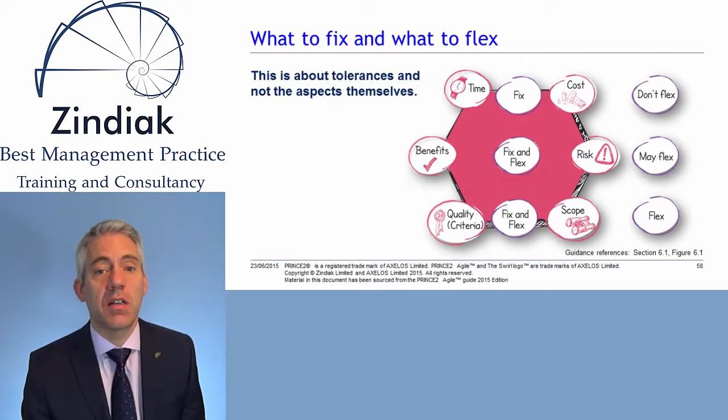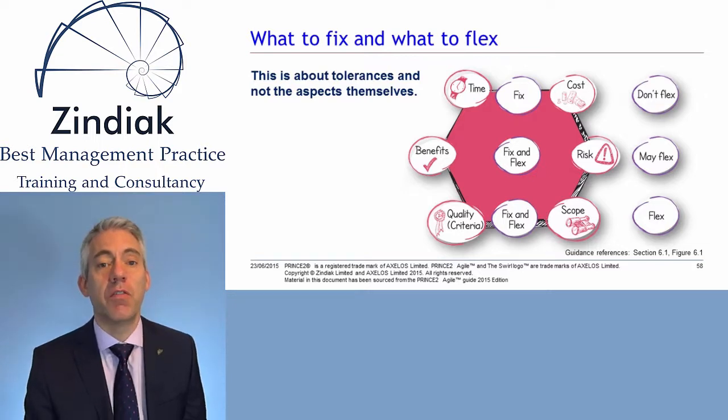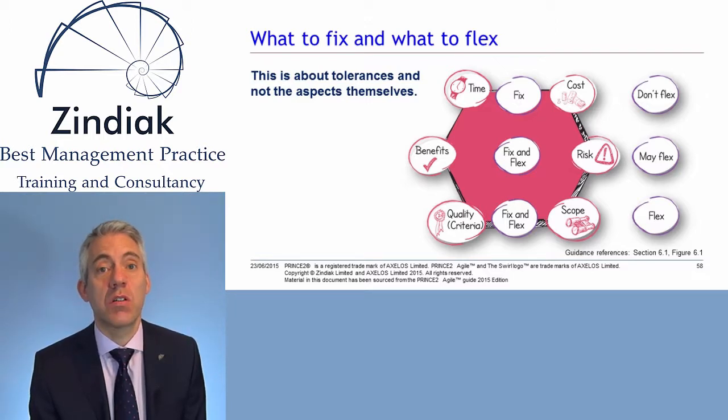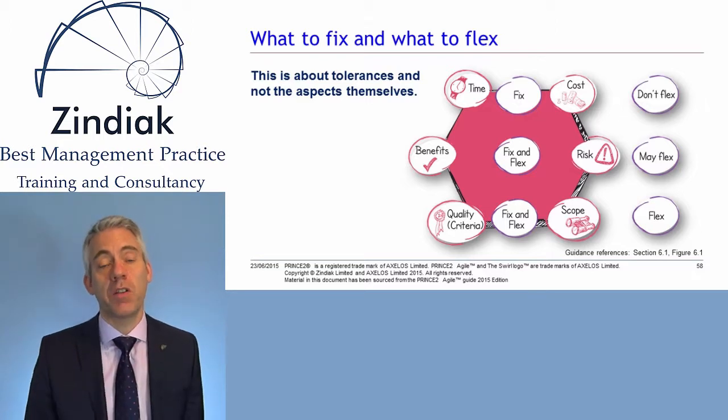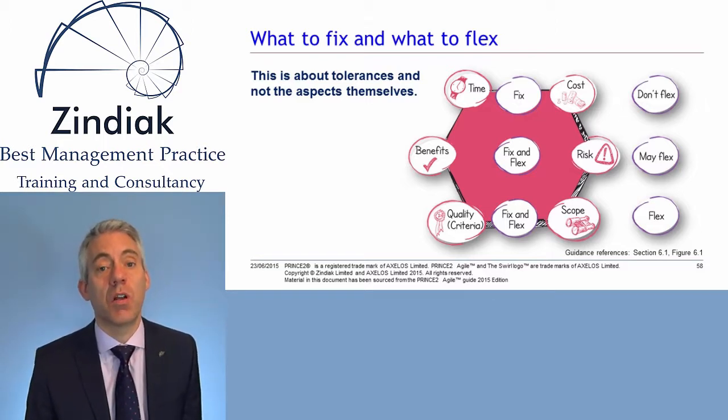Another point to make on the hexagon, when we're talking about the 6 aspects and whether we fix them or flex them, we're really talking about the tolerances. So from a time and cost point of view, we're really saying there is no tolerance because we fixed them. So if the time period for a sprint is 4 weeks, there is no tolerance on that. It finishes off after 4 weeks. If we don't, then we're in an exception. The same for cost. As I said before, scope could have quite a large tolerance. So we might have a sprint backlog with, say, a dozen items in. The tolerance might be 6 items. It could be quite big. For quality and benefits, we may have normal amounts of tolerance, but certainly some tolerance in there.